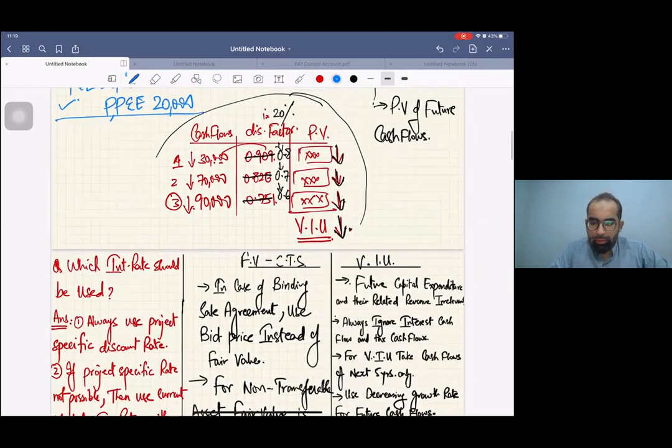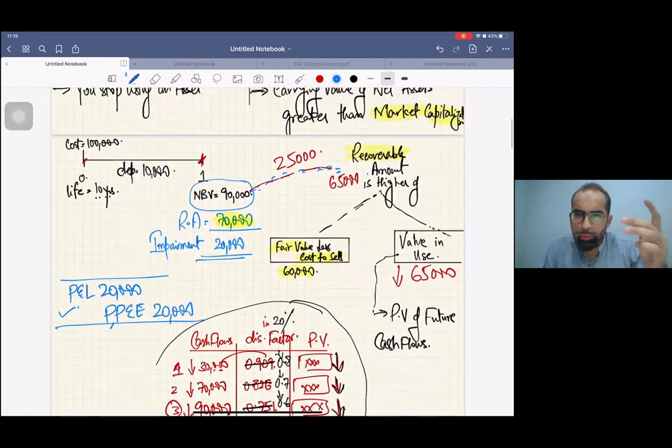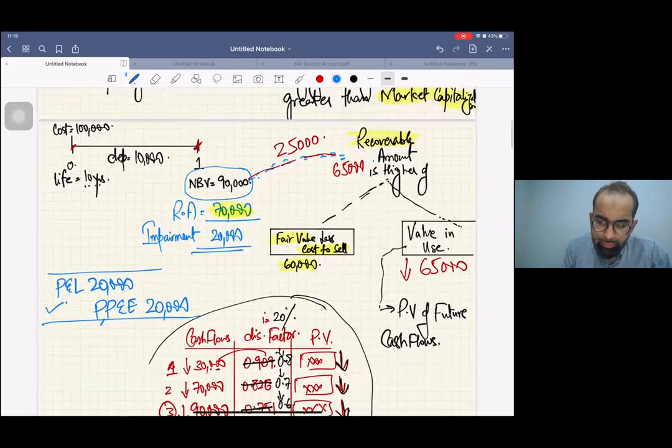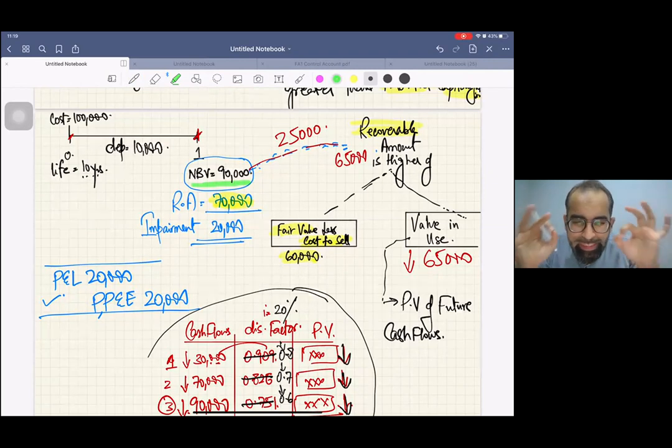Now, I'm telling you one very famous dialogue, and you can write it down as well. Right now, in my first example, the NBV was 90,000. That means at the end of year one, when we got the hint of impairment, the carrying value was 90,000, and the recoverable amount of that asset was 70,000. So don't forget this thing.